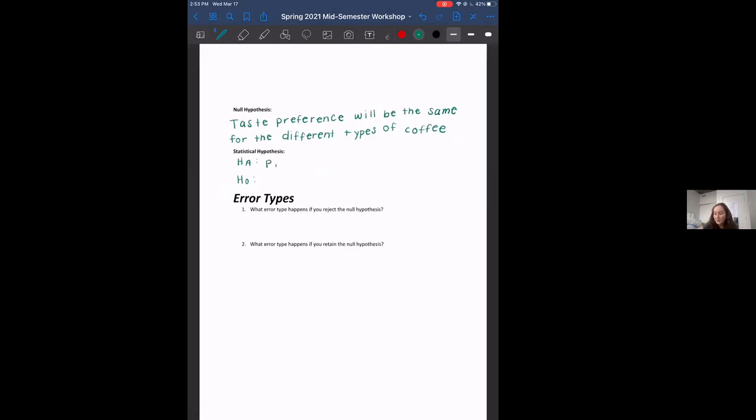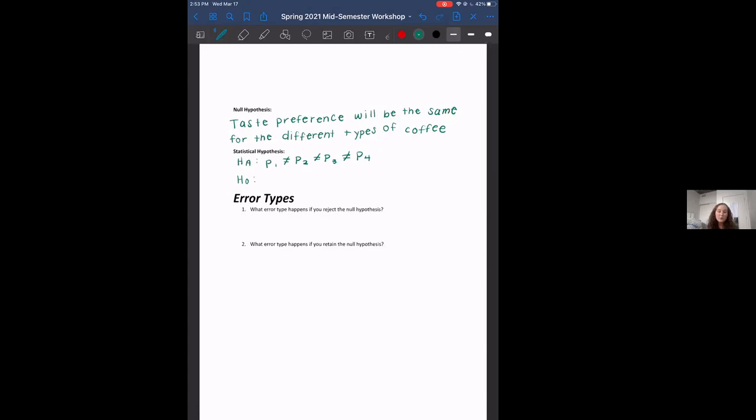P1. So P1 is not equal to P2, which is not equal to P3, which is not equal to P4, because we're saying that there's 4 different taste preferences, right? Because there's 4 different kinds of coffee. So they're all not equal to each other. So yes, you're correct on the not equal part.